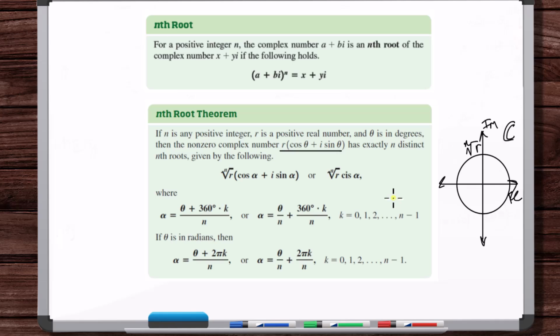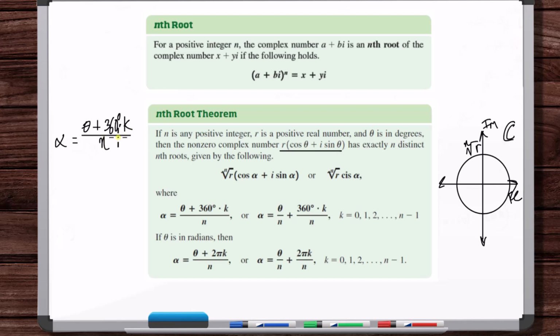Now, they all have the same radius, but they're obviously different complex numbers, so they must have different angles. What are those angles going to be? We represent the angles with alpha: alpha 1, alpha 2, alpha 3, all the way to alpha n. You say alpha is equal to the angle of the original number you're taking the root of, plus either 360 or 2 pi times some positive or negative integer k, and then you divide that by n.